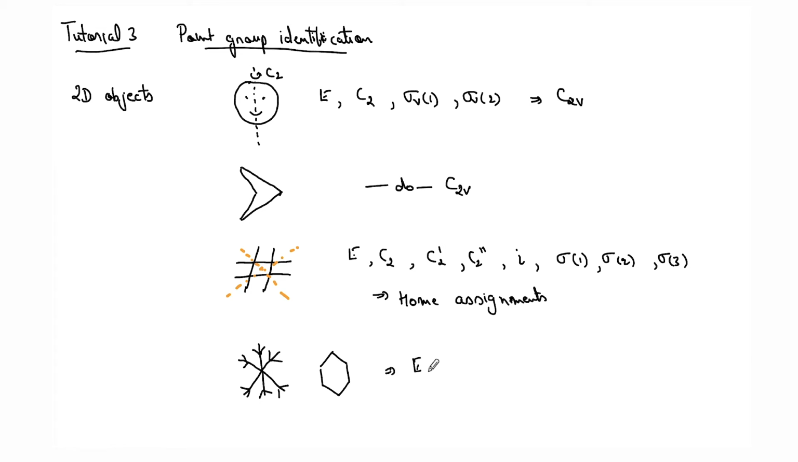So you have E, C6, C3, C2. Then there will be C2s which are running in the plane of the board, and you have sigma h, and you will also have sigma Ds, and so on and so forth. You will also have I. So again, what will be the point group here? I will ask you to do that.